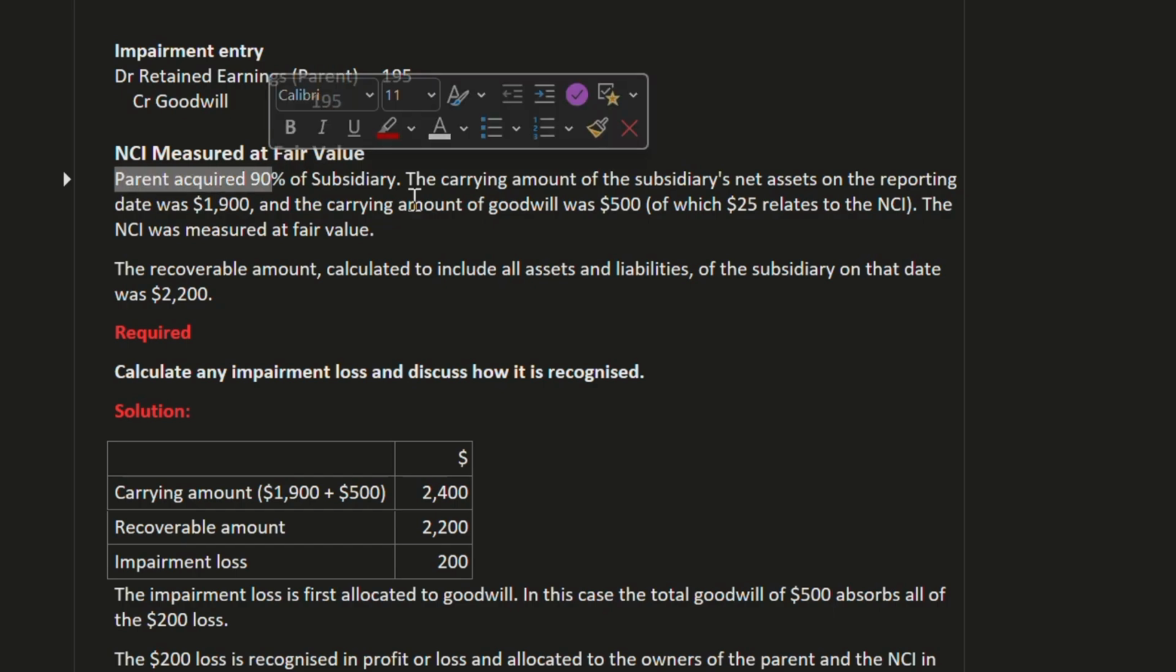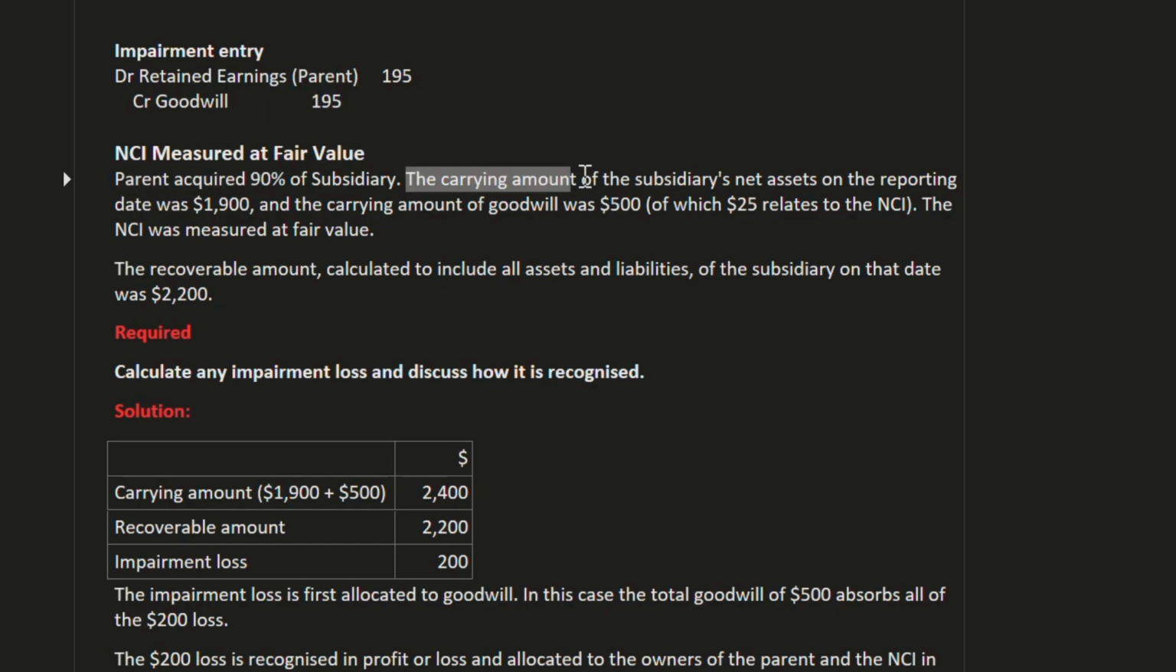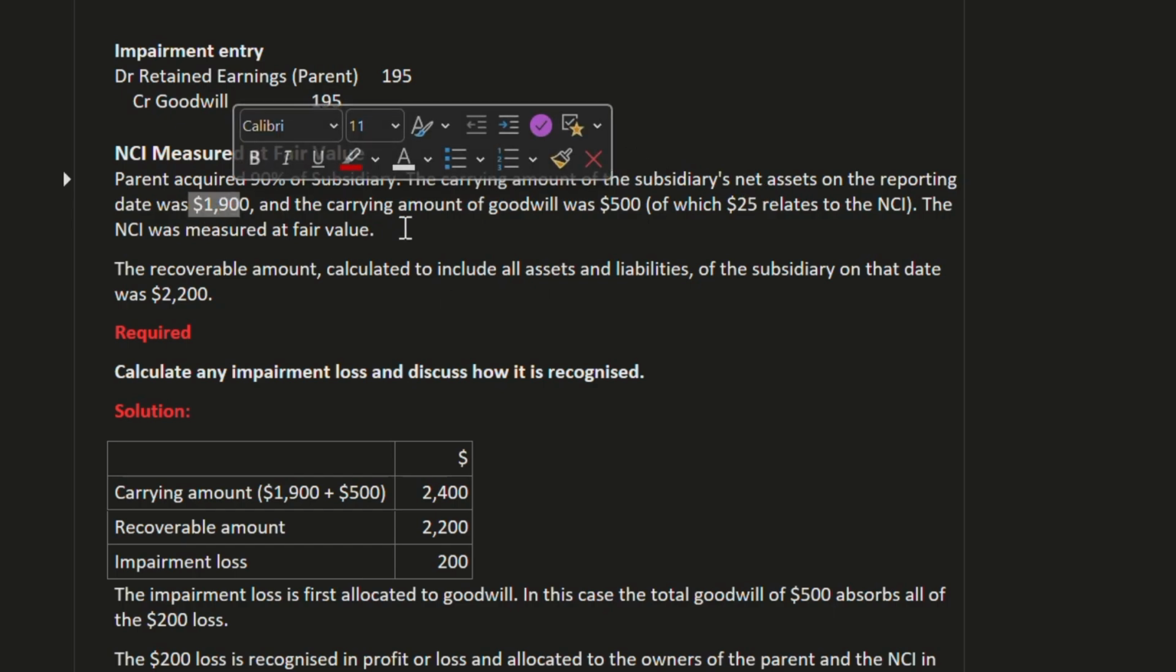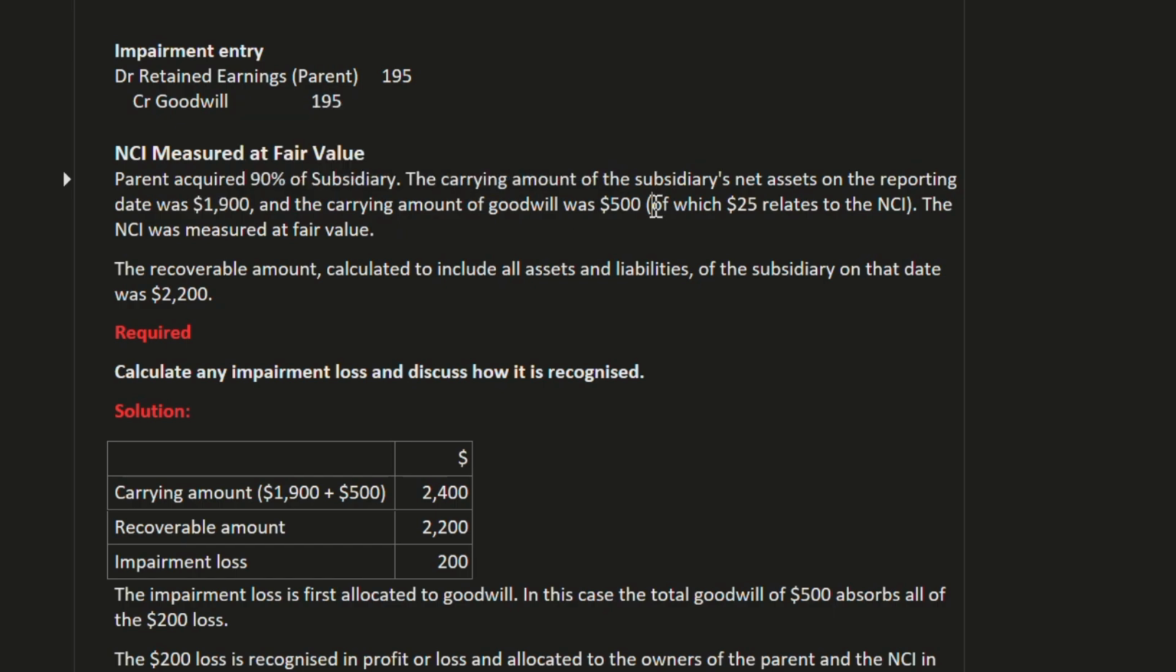NCI measured at fair value. Parent acquired 90% of subsidiary. The carrying amount of the subsidiary's net asset on the reporting date was 1900, and the carrying amount of goodwill was 500, of which 25% related to NCI. The NCI was measured at fair value. Here it is the fair value method. The recoverable amount calculated to include all assets and liabilities of the subsidiary on the date was 2200.